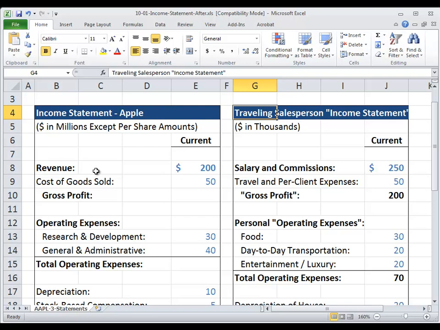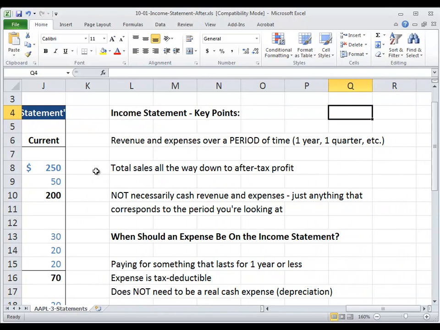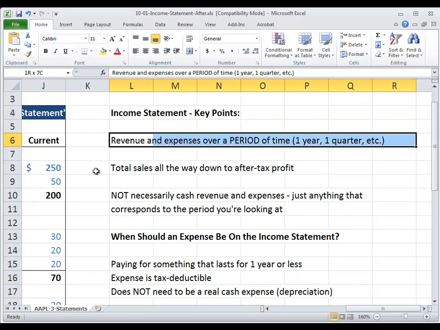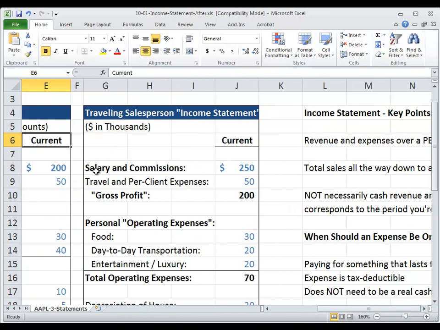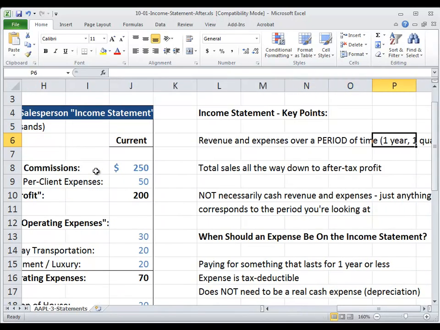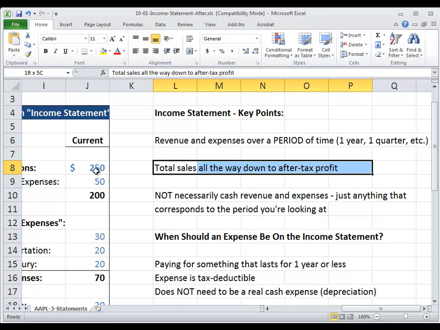A couple other rules and rules of thumb I want to go over right here. Just to recap, for the income statement, the key points are that the revenue and expenses are over a period of time, 1 year, 1 quarter, 1 month, something like that. So just as when you file your personal income taxes to the government, for example, you're reporting what you earned and paid in expenses over a period of time, it's the same for a company. It's never a snapshot. The income statement is always over a period of time. And it shows the total sales all the way down to the after-tax profit.